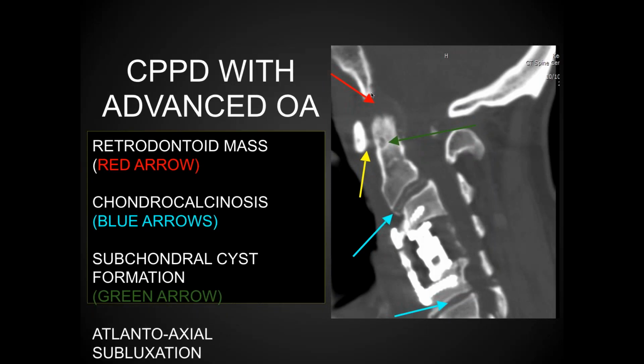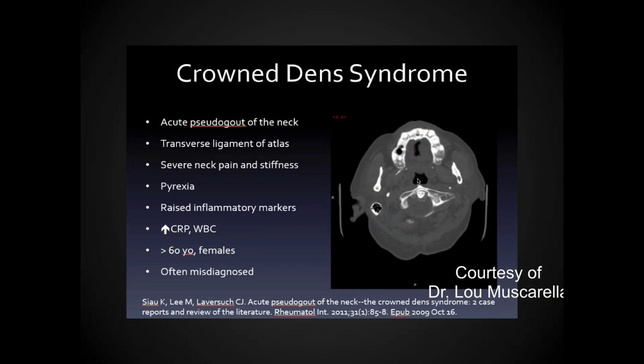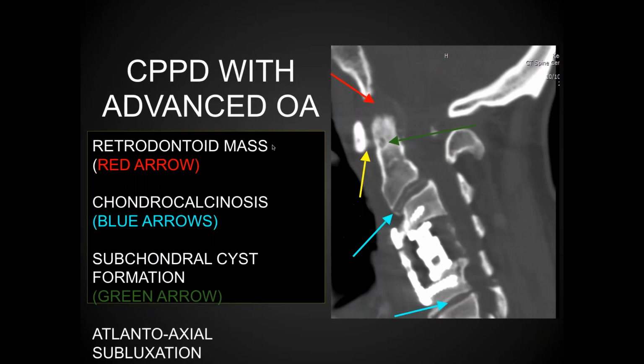So here, the red arrow shows that you have a little mass around the odontoid, which is calcified. The blue area shows some chondrocalcinosis, probably from degenerative disease and injury to the articular cartilage and the disc. The green arrow shows some cyst formation from degenerative disease, and you have some subluxation in this particular patient. And there's a disease process called Crowned Dens syndrome. Are you familiar with that? Some people call it acute pseudogout of the neck. And it's really where you get calcification of the transverse ligament.